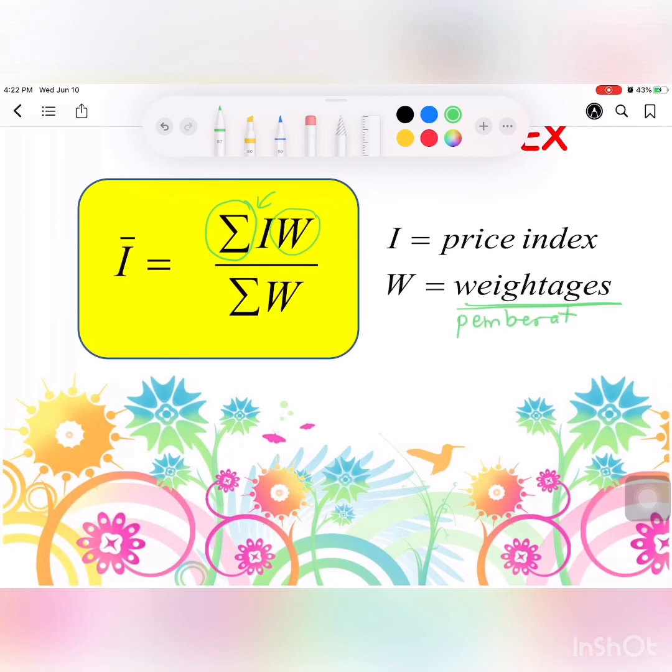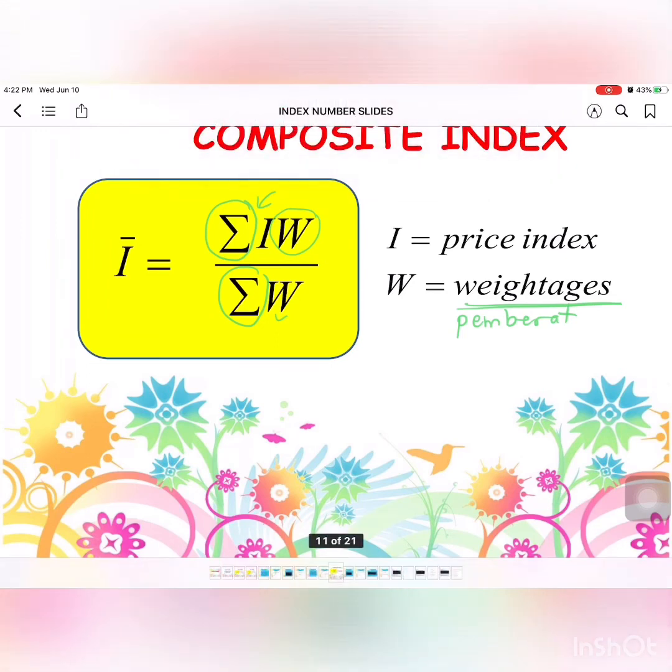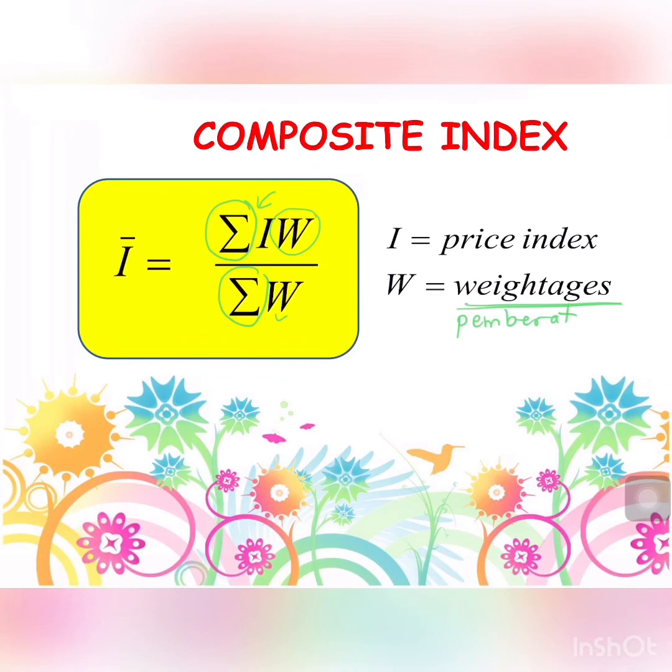How much do we need that? For example, if we want to make a cake, how much weightage do we need for the flour, for example, compared to eggs, compared to other ingredients. Okay, so that is weightage. You're going to see that later on. So this is the sum of weightage. This is the only formula for composite index.